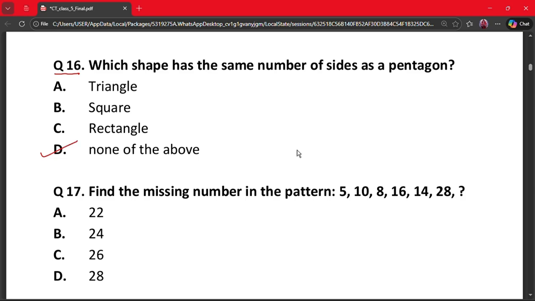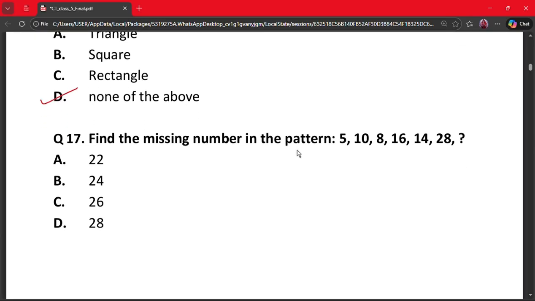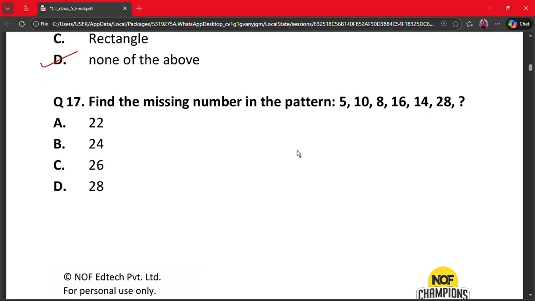None of the given shapes has 5 sides. So the correct answer is none of the above, because triangle has 3 sides, square has 4 sides, and rectangle also has 4 sides. Our next question is question number 17.